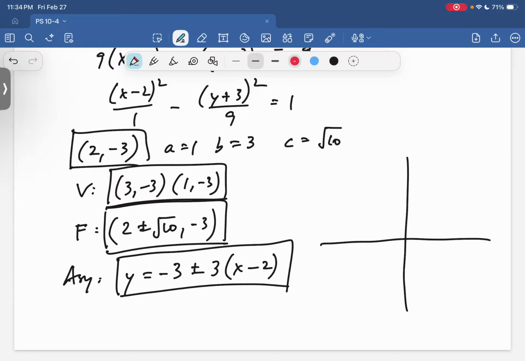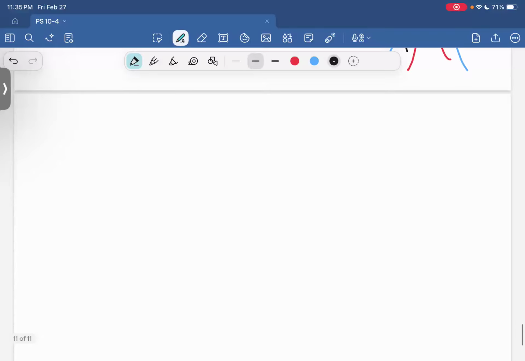2, -3, where is that? That's here. My asymptotes are pretty steep, right? I don't know where this actually passes through. Yeah, something like that. Hopefully your sketches are better than mine. Sorry.